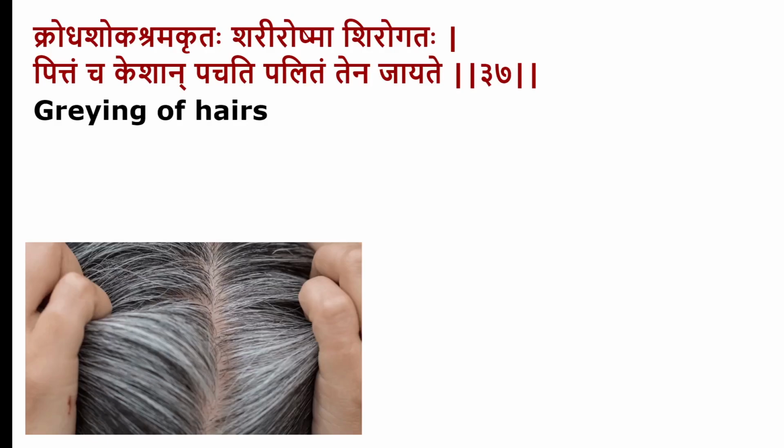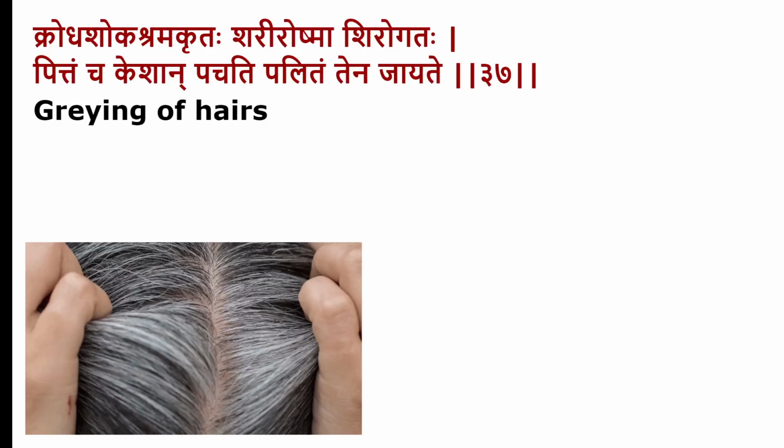The next is about the palitya or palita. Now, palitya is a graying of the hairs. क्रोधशोकश्रमकृतः शरीरोष्माशिरोगतः पित्तं च केशान् पचति फलितं तेन जायते. Premature graying of the hairs. Graying of the hairs at a certain age is a normal physiological phenomenon, but when it occurs at an early stage, it's considered as the disease as such.